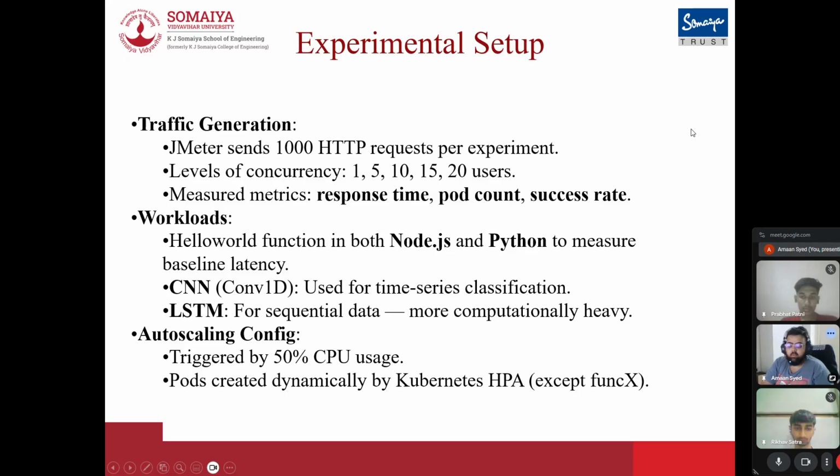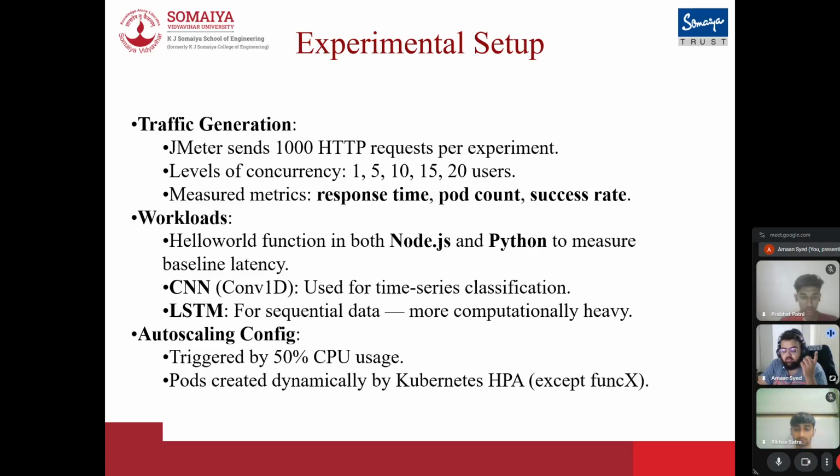Let's go over the experimental setup. How did the researchers evaluate these frameworks? The study measured response time as the primary performance metric under various conditions. Using Apache JMeter, the experiments involved generating 1,000 HTTP requests per test case while varying the number of concurrent clients: 1, 5, 10, 15, and 20 to simulate increasing load. Each experiment was repeated multiple times to ensure that the results were stable and reliable.